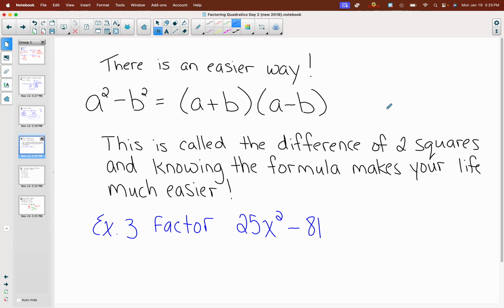So there is an easier way, and this is a formula. A squared minus b squared equals a plus b times a minus b. This is called the difference of two squares, and trust me, knowing the formula makes your life much easier.